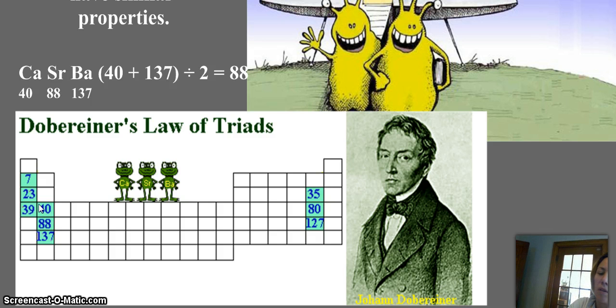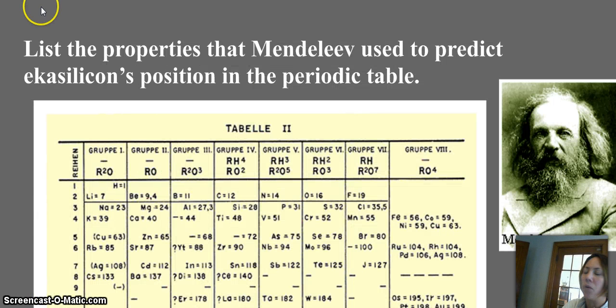Same thing with sodium here, right? And lithium. Lithium's mass is 7, potassium's mass is 39. He averaged them together to get 23. Okay, so that was Dobereiner. He was the triad man. He originally grouped elements together in groups of three with similar properties.